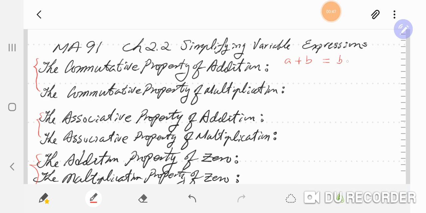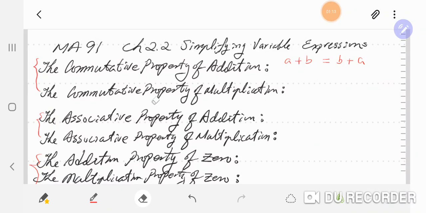Just interchange the two terms A and B, so B plus A. This is true, isn't it? 2 plus 1 is 3, and 1 plus 2 is also 3. So interchanging A and B is still the same. This is called the commutative property of addition.